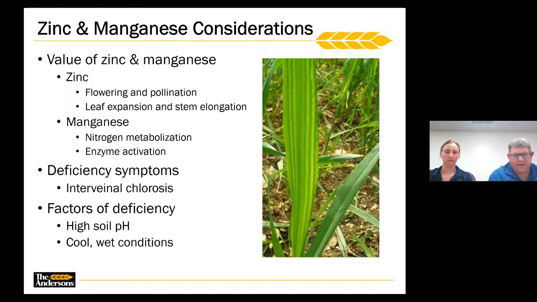And then zinc and manganese, usually the things that we talk about when we talk about corn and we talk about soybeans. But really the factors here in terms of zinc and manganese are really going to come into play. Zinc, really building that nice root growth underneath there. Manganese being that multitasker. So we're talking about flowering and pollination, nitrogen metabolism.